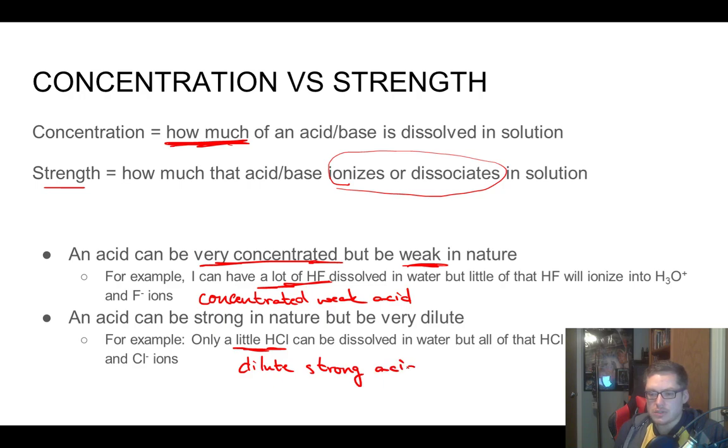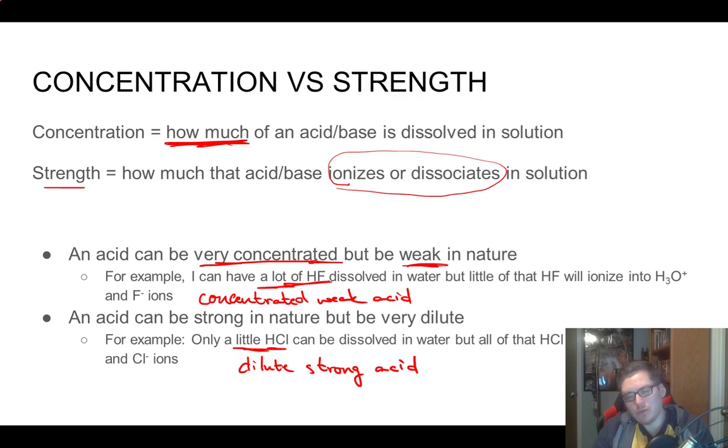This can be kind of confusing, and I've included several practice problems in your packet to help you with this kind of thing. So make sure you do those practice problems, being able to identify what it means if it's strong or weak. Because I've only given examples of acids in the PowerPoint, but you also need to be able to do it with bases as well. So it's important to be able to identify if you have a strong or weak acid or base, and then whether or not it's dilute or concentrated.